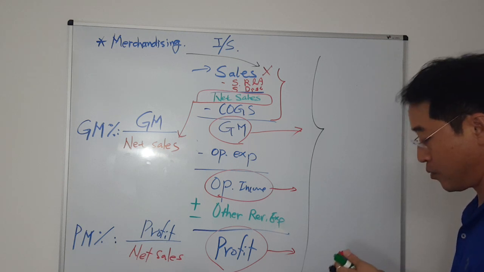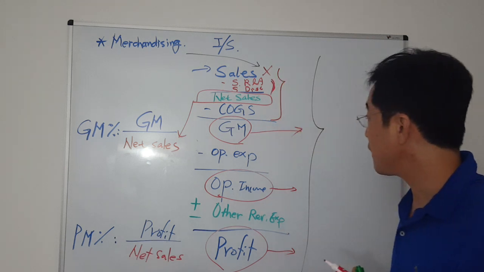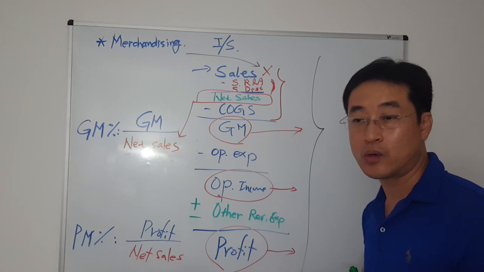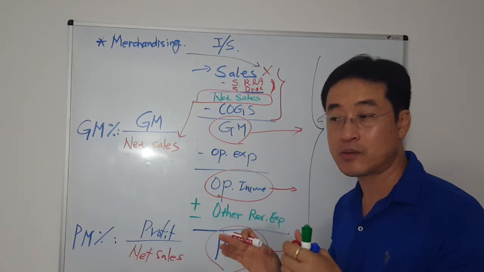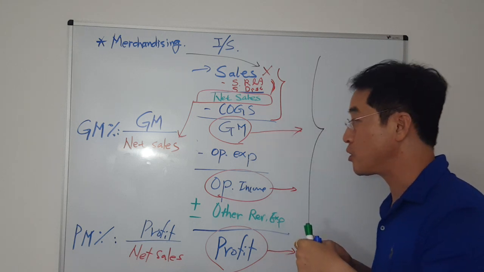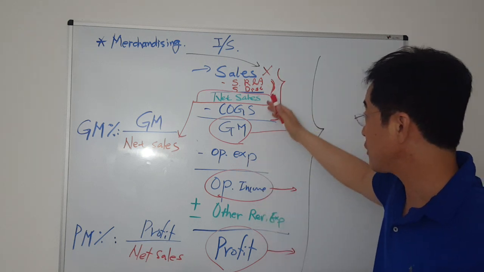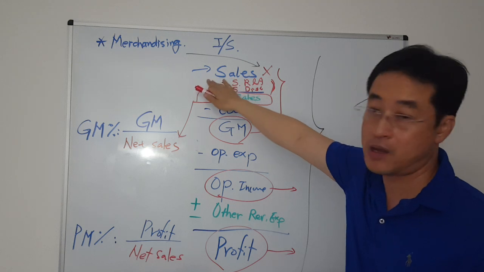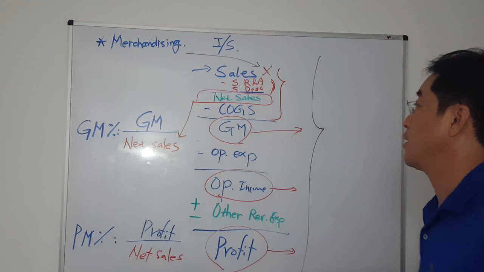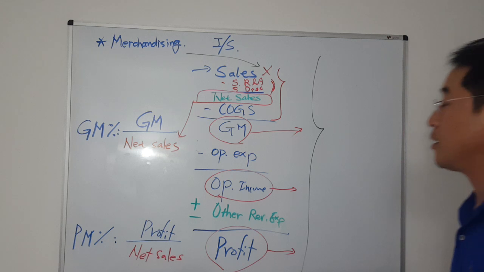Before I let you go, sales return and allowance, sales discount, that's what we call same as what? Accumulated depreciation. Same as withdrawals, we classify as a contra account. They are the contra account of sales. So opposite, contra means opposite.